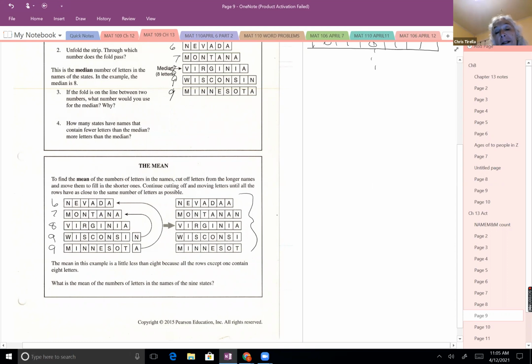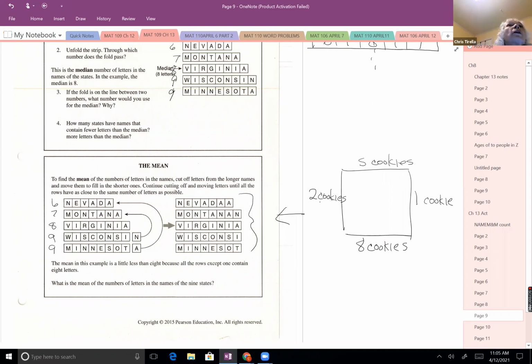An example where I think this might be an interesting approach to mean is, let's say you have a table of kids and you give each of the kids some cookies. Let's say we give this person 5 cookies, this person just 1 cookie, this person 8 cookies, and this person 2 cookies. It doesn't seem fair. So we might want to say, what if you guys wanted to make it fair and have everybody have the same number?